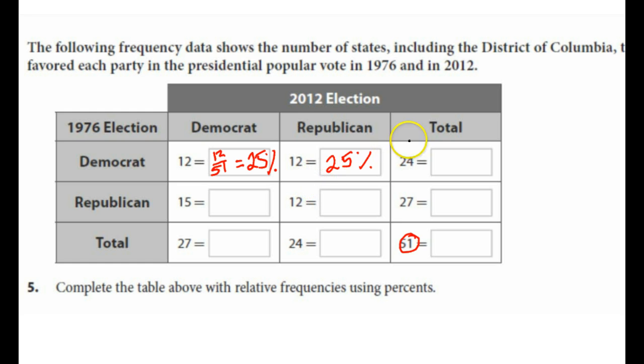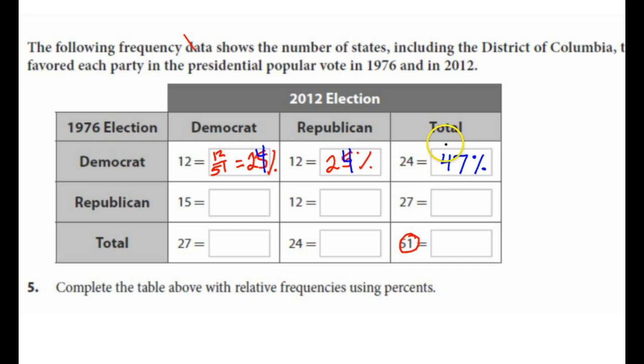Here we go. Go ahead and put in, what's 24 divided by 51? 24? Alright, go back to 24, and that means this one's also 24. And 24 over 51 is 47. Okay. Now, is this correct? 24 plus 24 is 48. So it is correct.